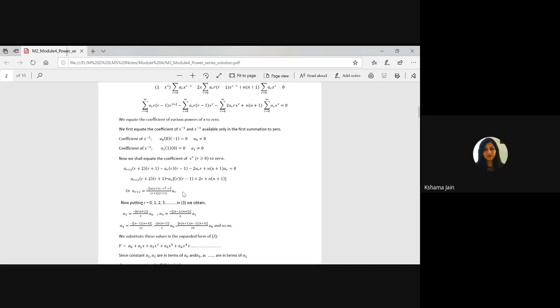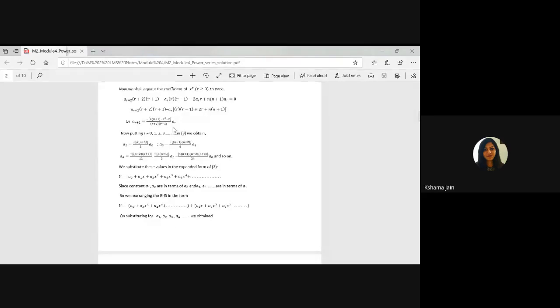Why are we taking this? Because as we put the value of r as 0, r was varying from 0 to infinity. If I put r equal to 0, I will get a naught. If I put r equal to 1, I will get a1. If I put r equal to 2, I will get a4. So we will get subsequent terms of a r. Here they had directly written a2: how it came when r was 0. a3 came when r was 1. Like this and so on.